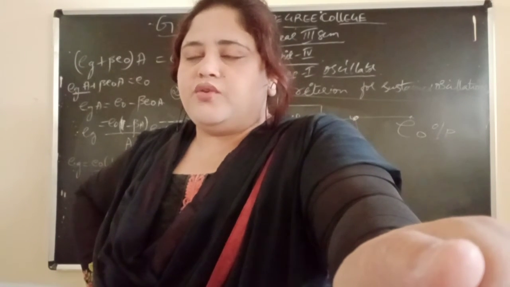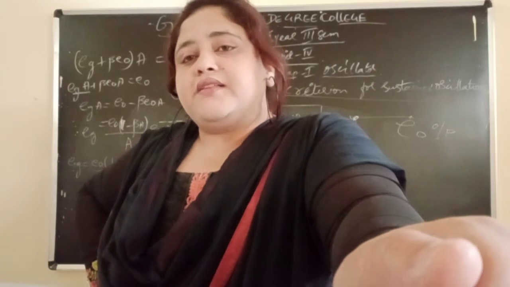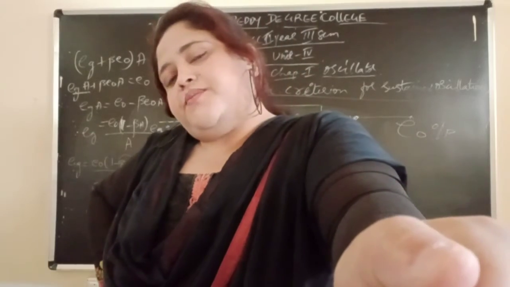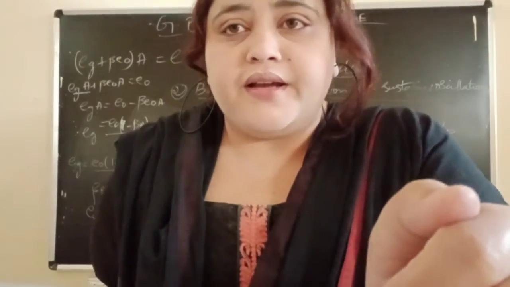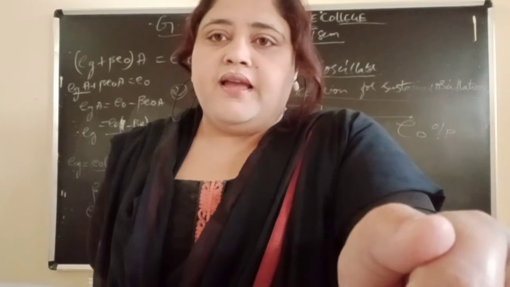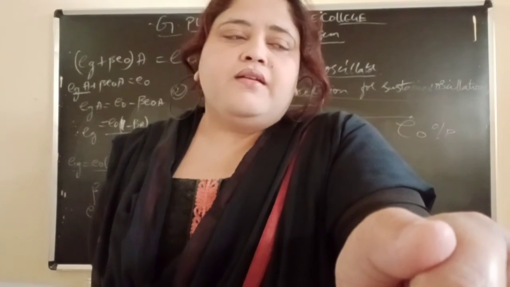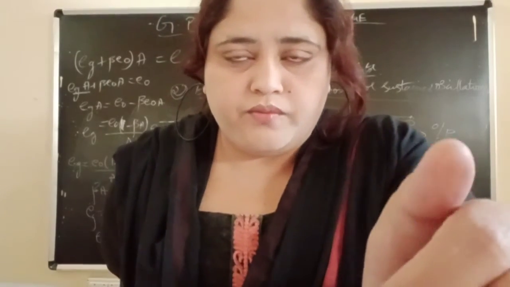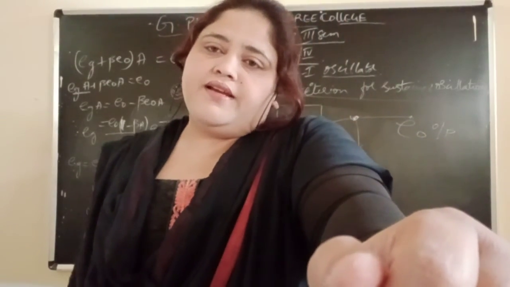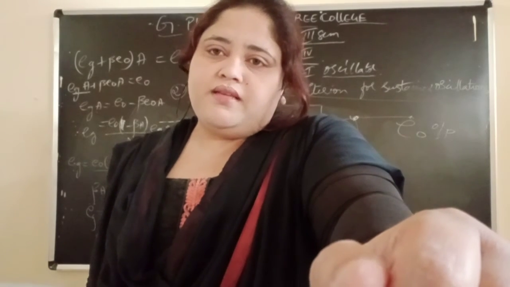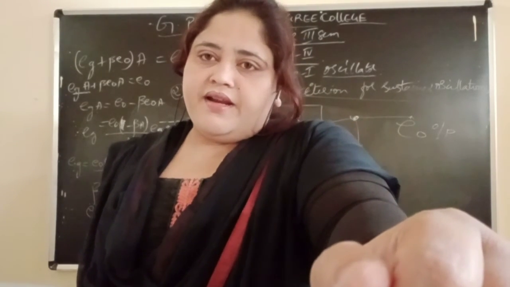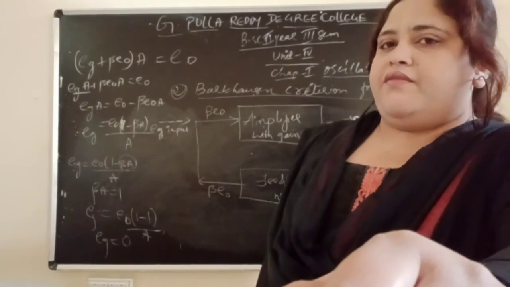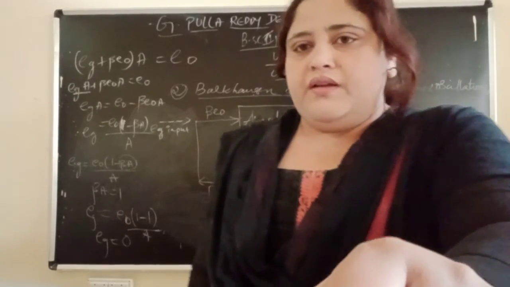Beta A is equal to 1. Why is the Barkhausen criterion beta A equal to 1? Why is this known as the Barkhausen criterion? Because at beta A equal to 1, the input of the amplifier is becoming 0. Why? Because for an oscillator the input should be 0, only the power supply is connected, and the output will be a sine wave.